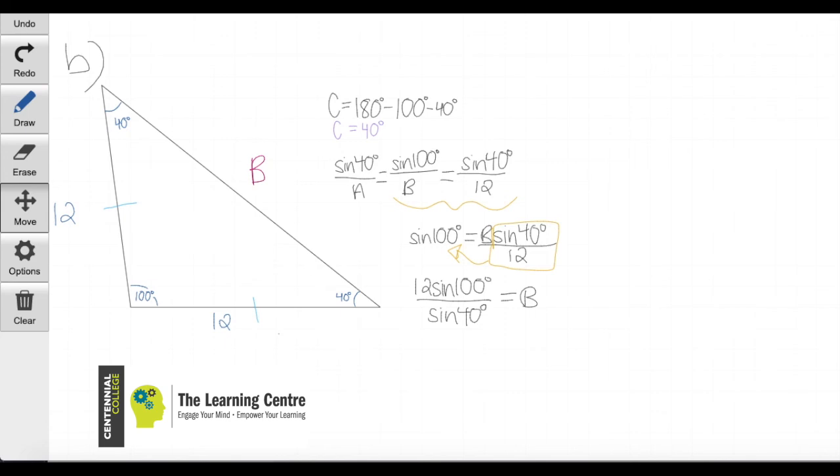Evaluating this with your calculator gives that B is approximately 18.39.